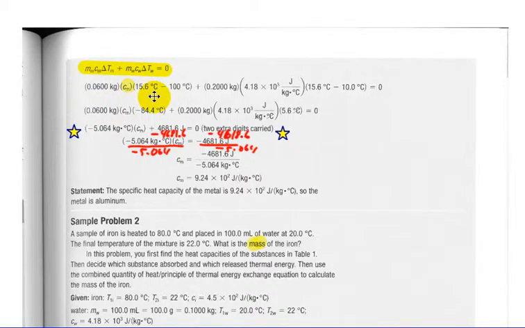So first of all, 15.6 minus 100 is negative 84.4. 15.6 minus 10 is 5.6. And then when we have that, this times C times negative 84, or just simply multiply the two numbers first, I get negative 5.064 times C. 0.2 times 4.18 times 10 to the 3 times 5.6, I get that. That'll equal 0. Then it becomes like a grade 8 or grade 9 math manipulation question.